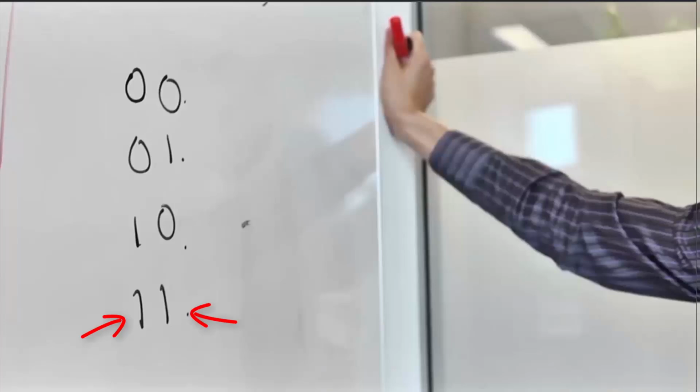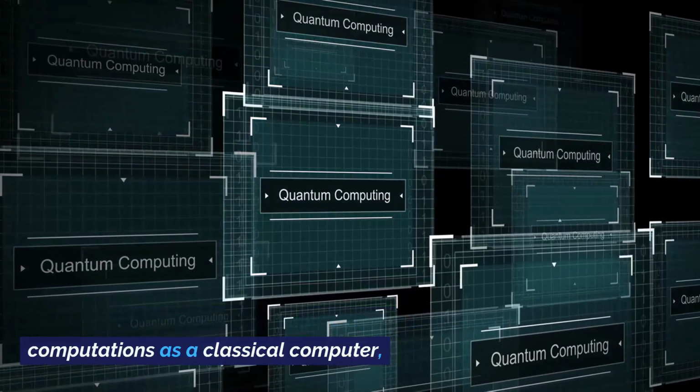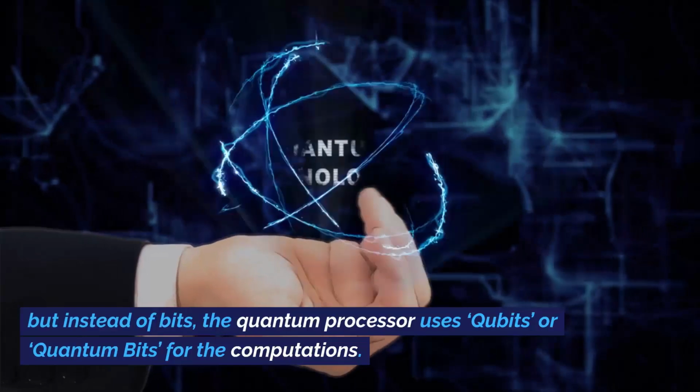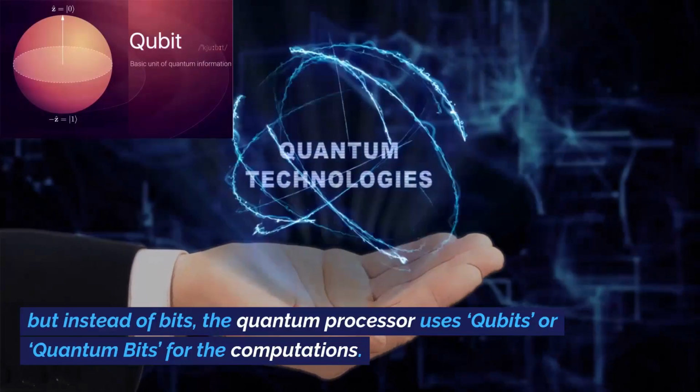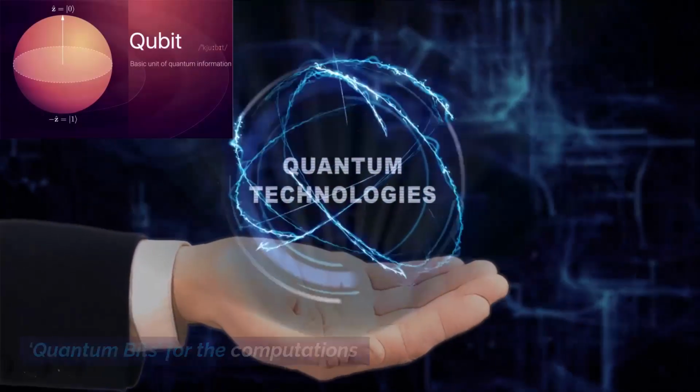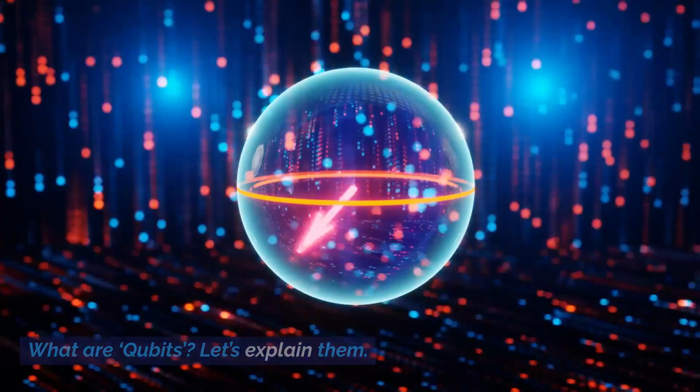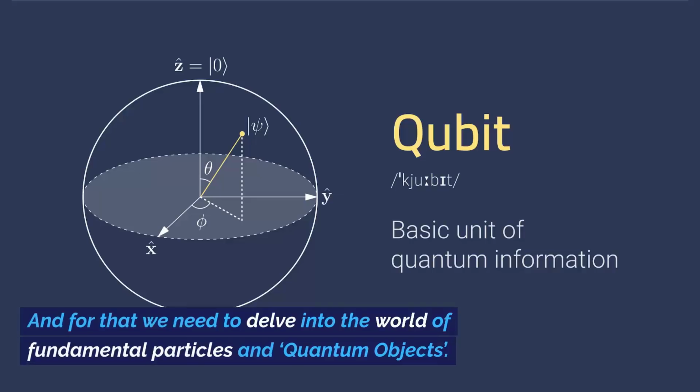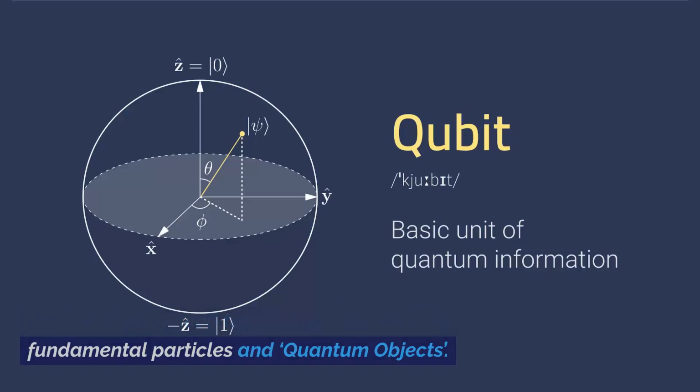Now, how do quantum computers differ? Well, quantum computers in principle do the same computations as a classical computer. But instead of bits, the quantum processor uses qubits or quantum bits for the computations. What are qubits? Let's explain them. And for that, we need to delve into the world of fundamental particles and quantum objects.